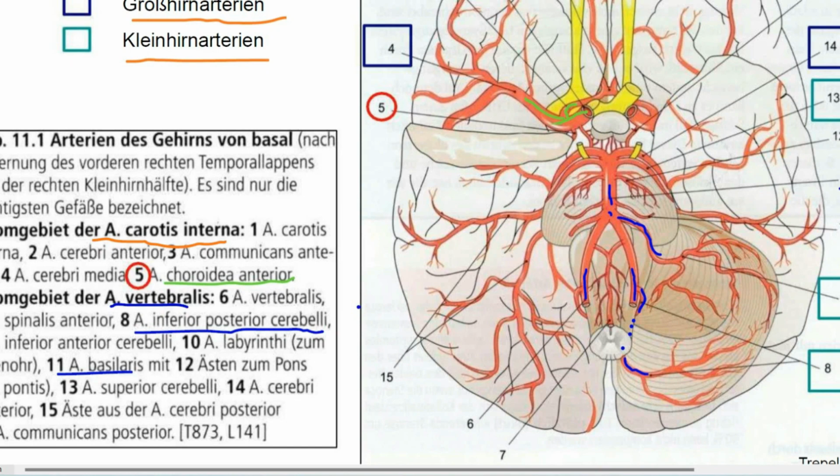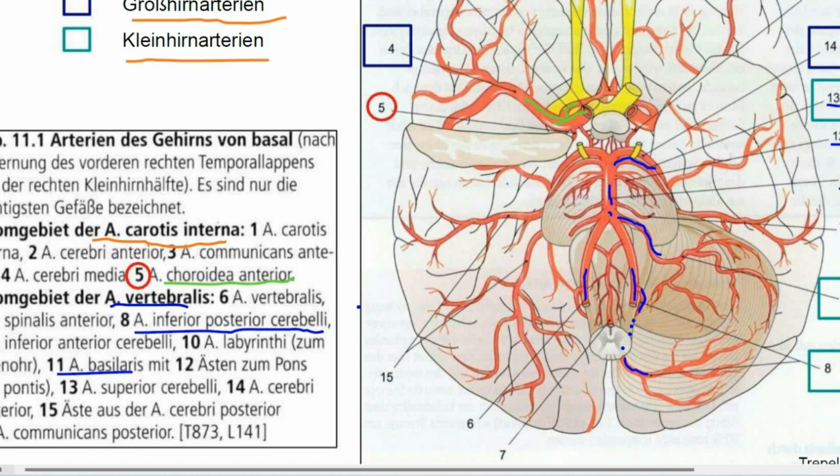For us, some branches are more important: number 12 and number 13. Number 12 are some branches, and what's more important for us is number 13, the superior cerebellar artery. Now you can better understand why it's called that: the superior cerebellar artery, because it's from above. This is responsible for the upper side of the cerebellum. That's why it's called the superior artery.